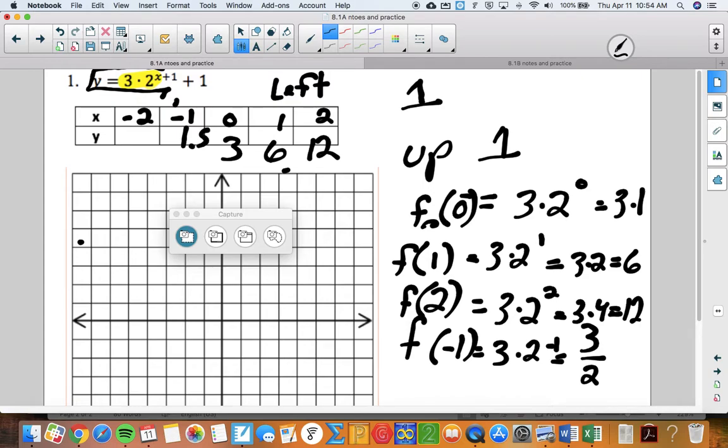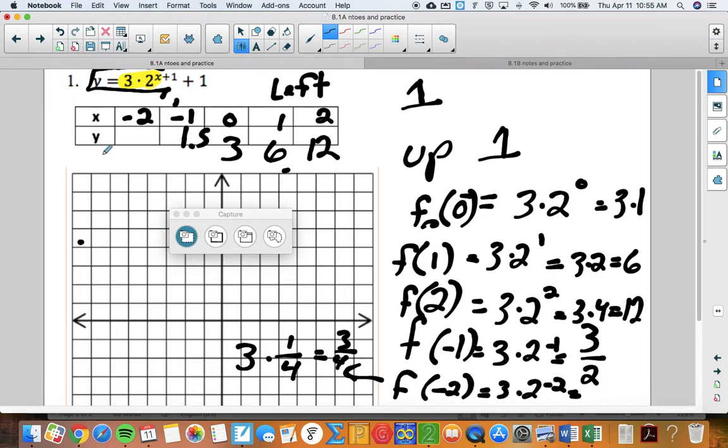And then last but not least, let's plug in a -2. So 3 times 2 to the -2. That's going to be the same as 3 times 1 over 2 squared, which is the same as 3 times 1/4, which is the same as 3/4. So this is 3/4 or 0.75.